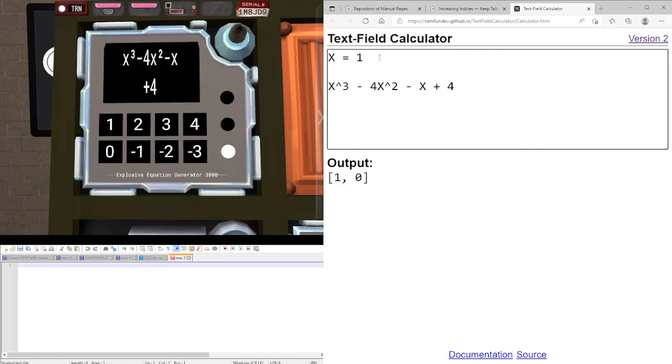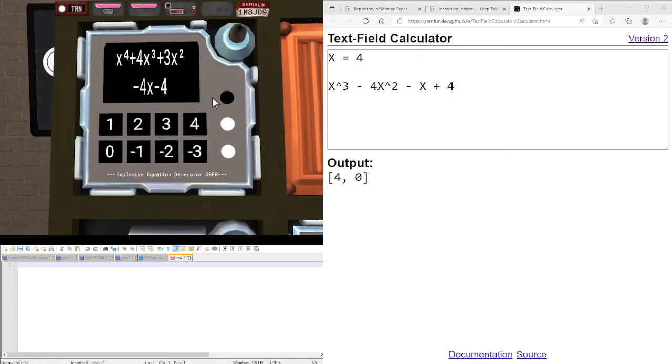Okay, so let's try 1. We get 0, so let's click that one. Let's try minus 1. We also get 0. Let's try 2. We get minus 6, so that's not a root. 3 gives us minus 8. 4 also gives us 0. And that was all the roots for that one. The quadratic will always have 2 roots, the cubic 3 and then the quartic 4. So let's now put this in.